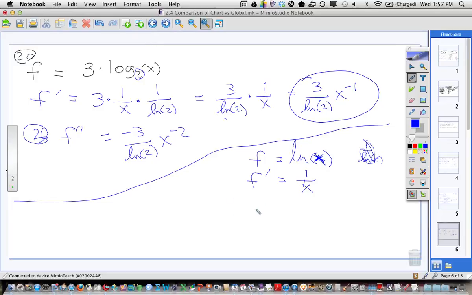Easy. What if f was ln 4? What's f prime? Gotcha. I get them every time.